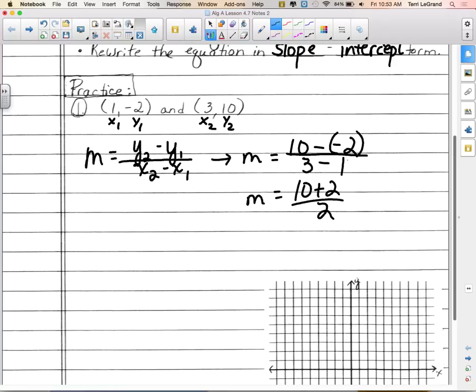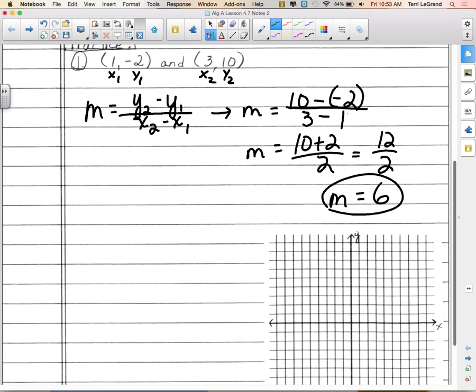So 10 plus 2 is 12, and 12 over 2 is what we have now. And 12 over 2 is 6. I can't stand that we have to constantly be so calculator dependent when it's this easy. Okay? So now we know the slope. That was an important piece. We had to have that.